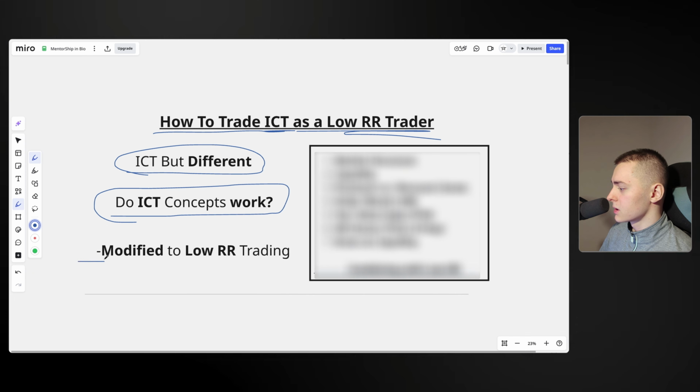As I have already mentioned, this is ICT, but it is modified to lower risk to reward trading. Because we as low risk to reward traders, we don't compensate on having a high risk to reward. We focus on something much more different. So it had to be modified. It is not the traditional way of ICT.